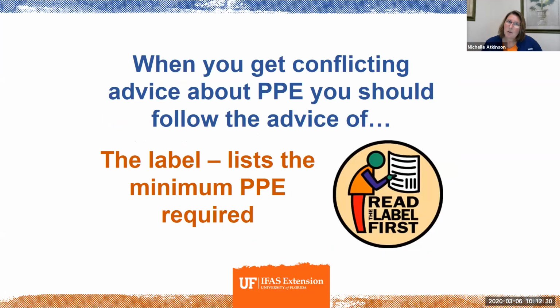So the label is the law, remember, and if you have conflicting information about your PPE, your personal protective equipment, you always look at the label. It's going to list the minimum PPE that is required. You can always put on more.